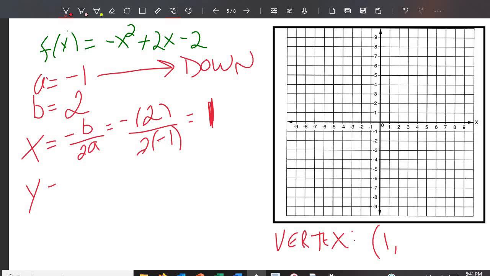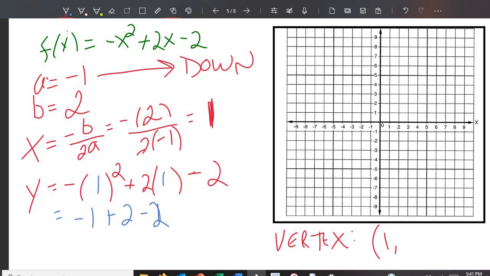To find y, we're going to plug it in the original. Now, that negative sign is on the outside of that x squared. So whatever I get whenever I square something, it's going to be a negative. So put the 1 in. It's going to give me negative 1 plus 2 minus 2 equals negative 1. So my y coordinate is negative 1. So we're going to plot the point 1, negative 1 right here.